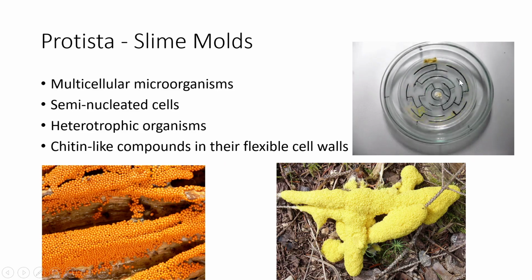Okay, so here's a little video of them moving around to try and find this source of food. So they do have the ability to move, and again, they're going to need to be able to do that because they're heterotrophic. They can't make their own food, and so they can kind of slime around. So these are our slime molds type of protista, okay?